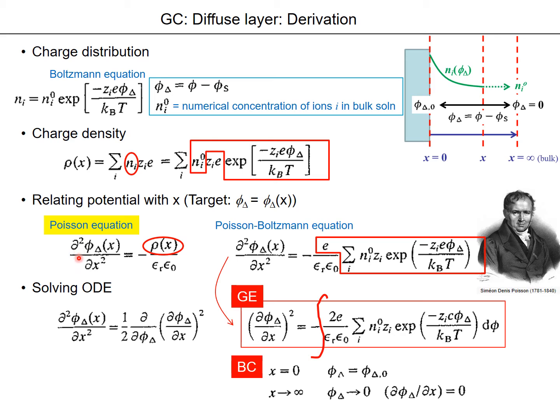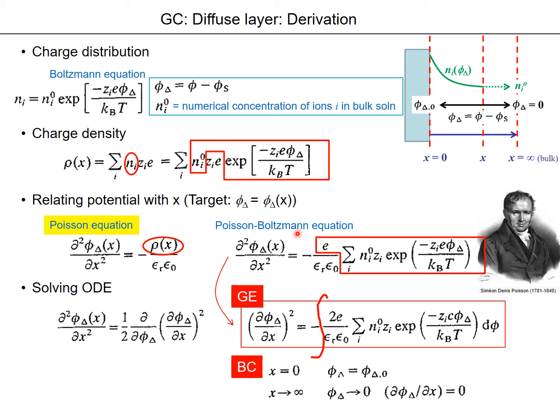The second derivative of phi delta, or potential, with respect to the distance from the surface of the electrode, is equal to minus the charge density per the relative permittivity times the permittivity of vacuum. The charge density comes from the previous equation, and then we could obtain the Poisson-Boltzmann equation.